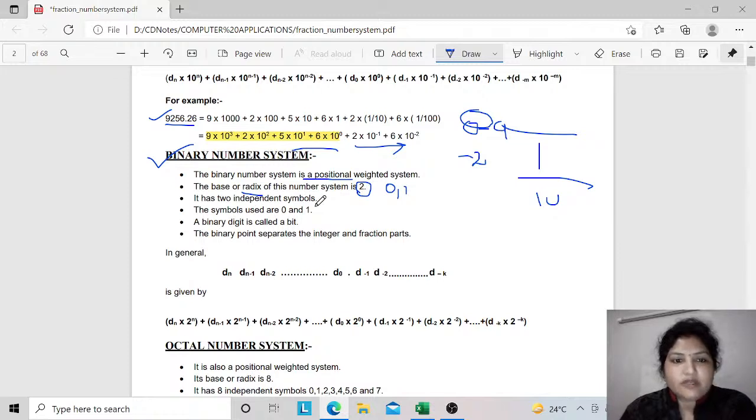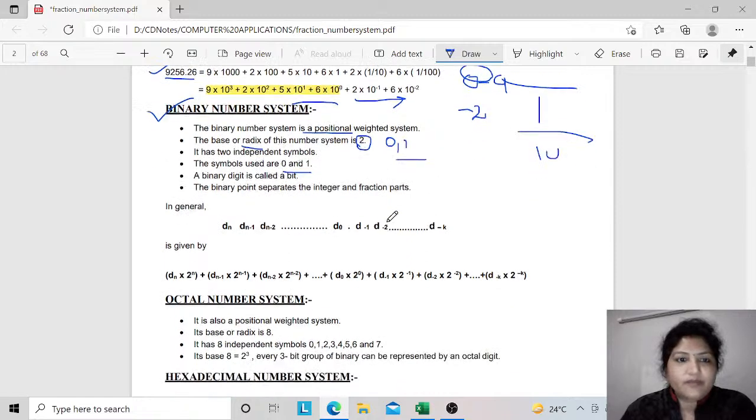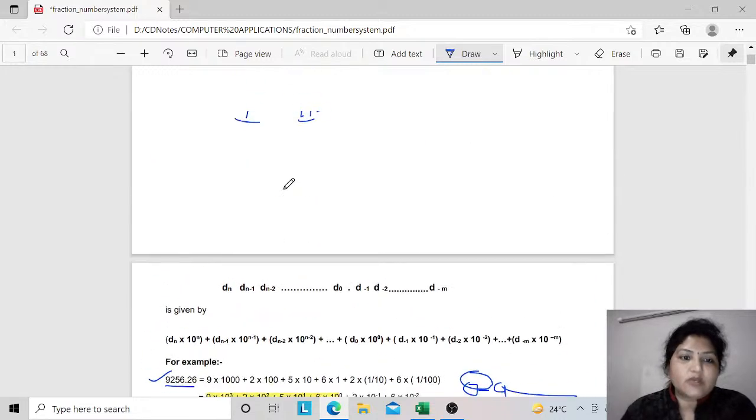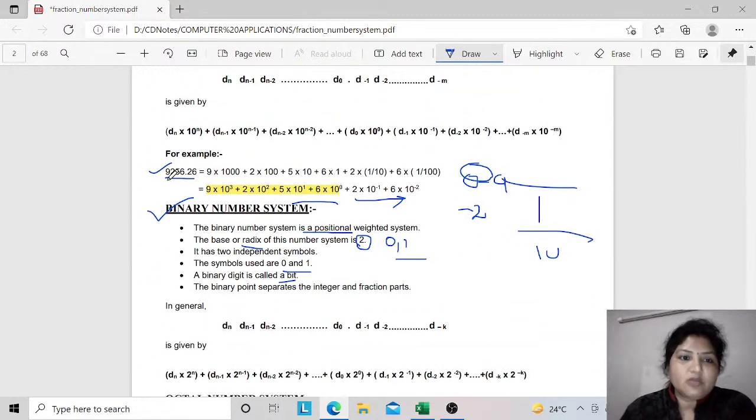It has two independent symbols. The symbols used are 0 and 1. A binary digit is called a bit. The binary point separates the integer from the fraction part. So here you have the integer part, right? And over the second side is your fraction part.